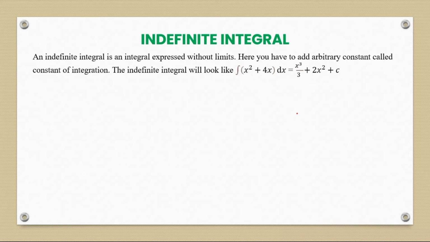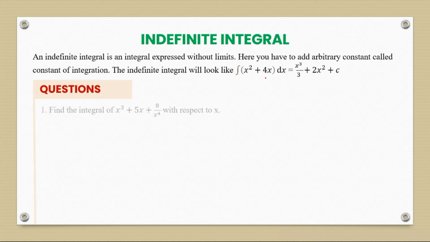Here you have to add an arbitrary constant called the constant of integration, that is the c. Remember, we only add a c when it comes to indefinite integrals. If we're told to integrate x squared plus 4x, it will become x cubed over 3 plus 2x squared plus c. As you can see, we add a c because this is an indefinite integral, and there are no limits on the integral sign.